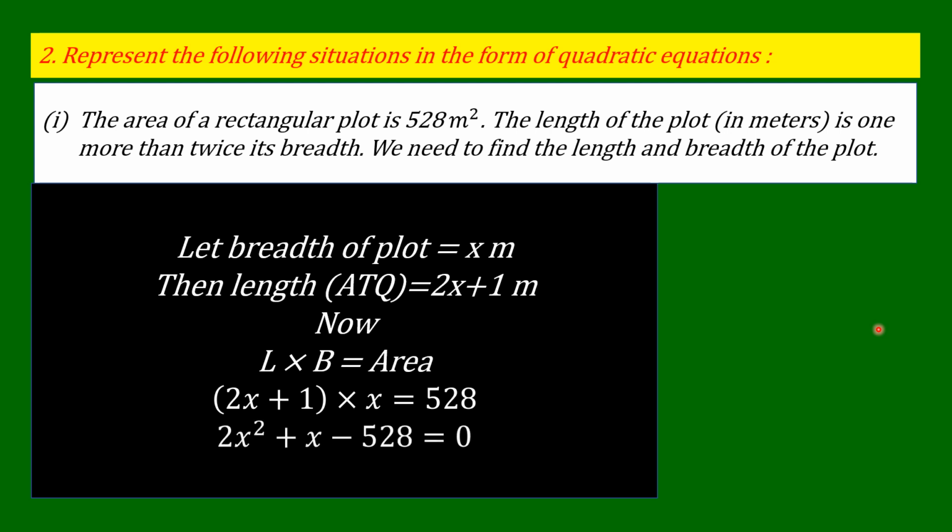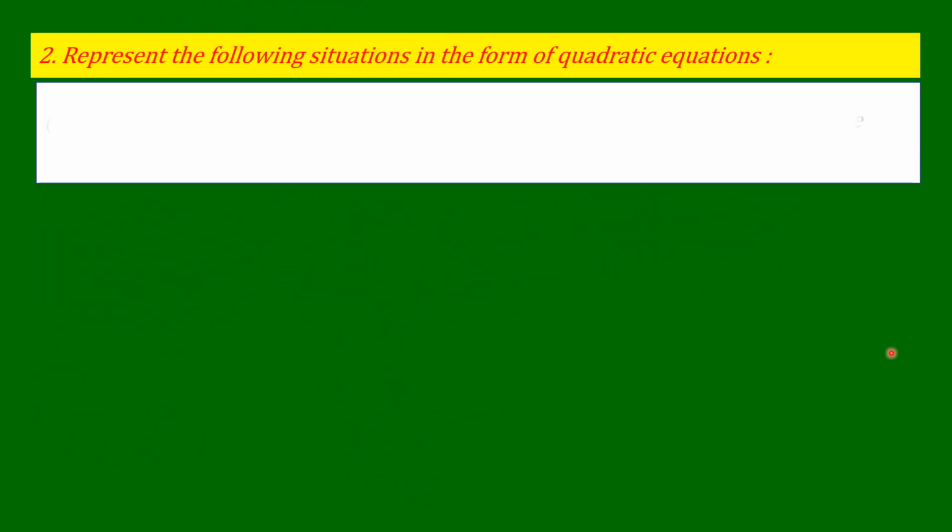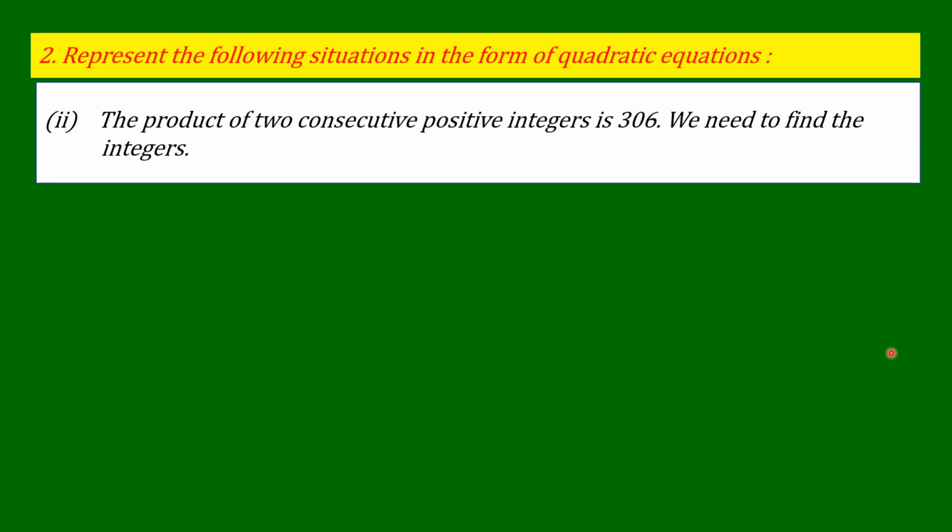By solving it, rearranging it, simplifying it, we get 2x square plus x, right? x multiplied to this: 2x into x is 2x square, x into 1 is x, and 528 transposed to the left hand side is minus 528 equal to 0. So we get 2x square plus x minus 528, which is of the form ax square plus bx plus c. Let's see the second one.